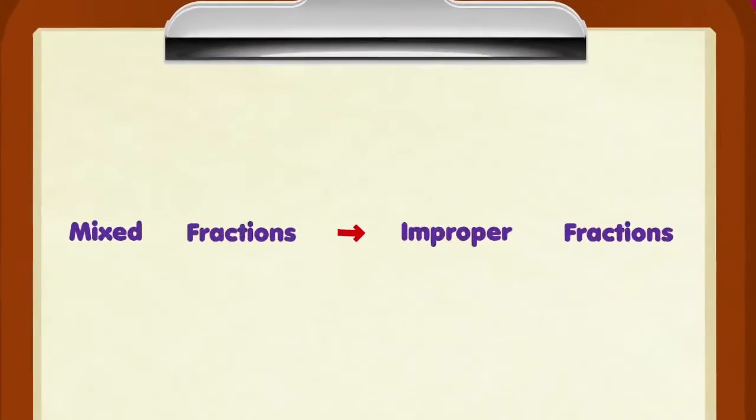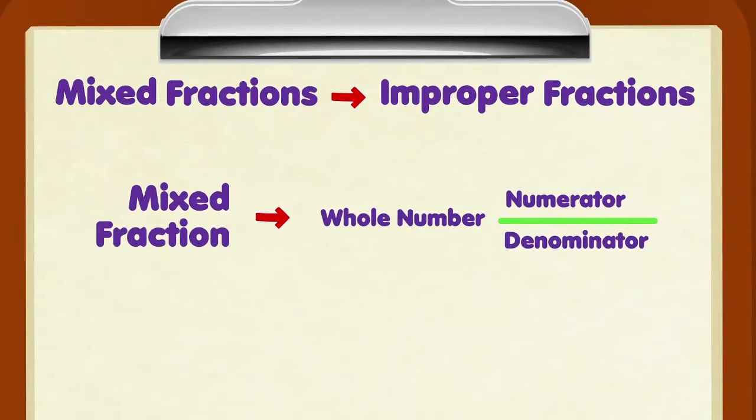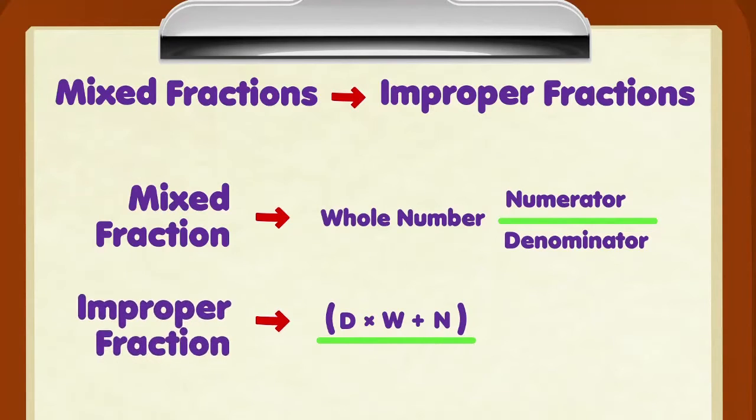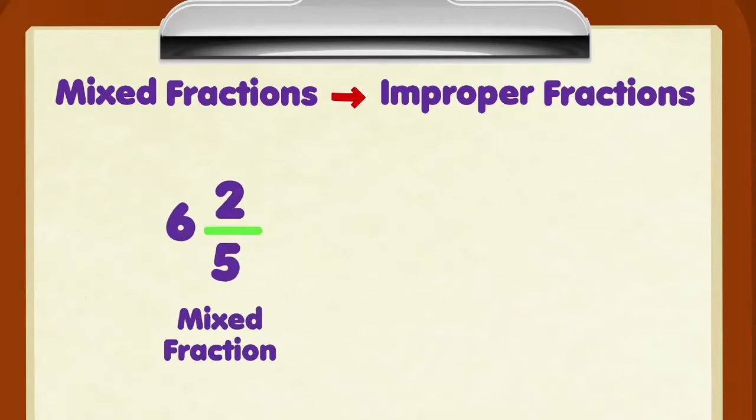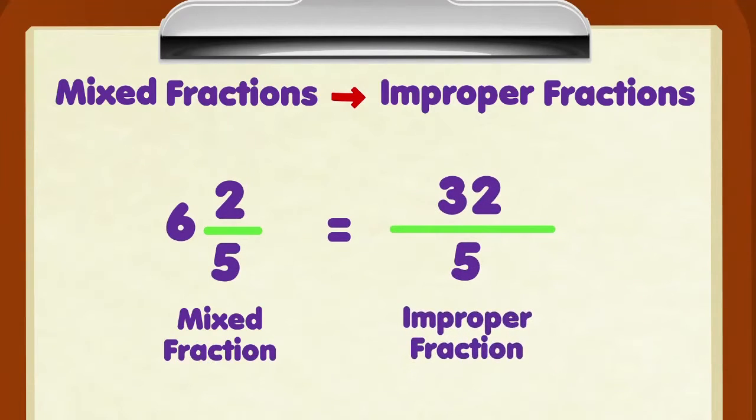Let me explain it to you. To convert a mixed fraction to an improper fraction, multiply the denominator by the whole number and add it to the numerator. The result is the numerator of the improper fraction while the denominator remains the same. For example, 6 and 2/5 equals 5 into 6 plus 2 equals 32.